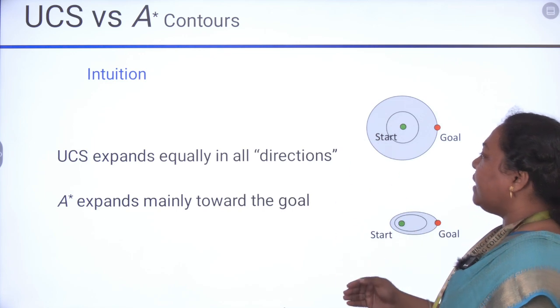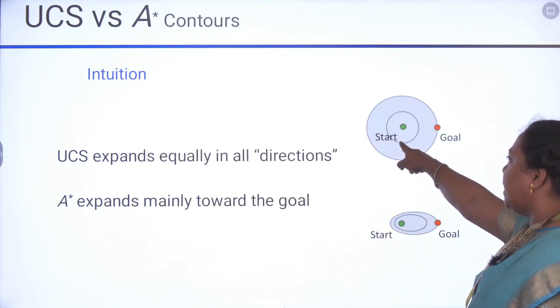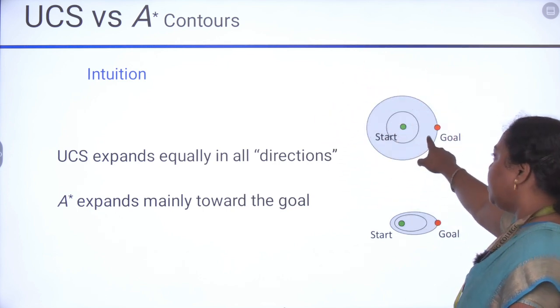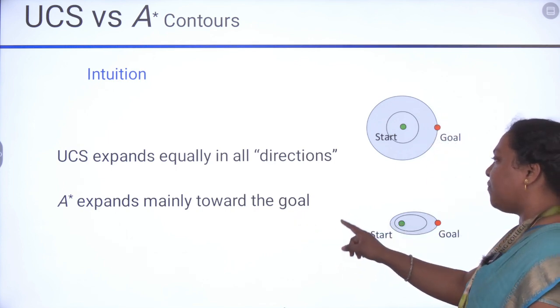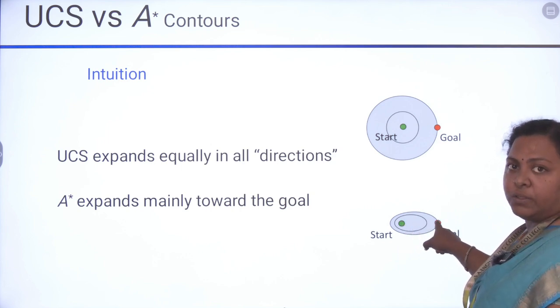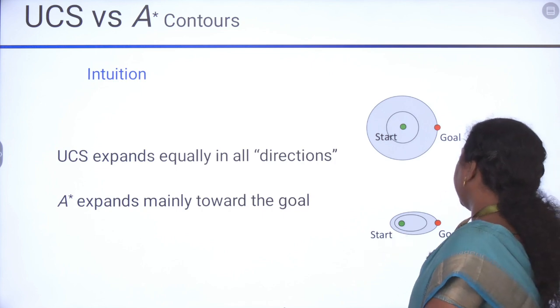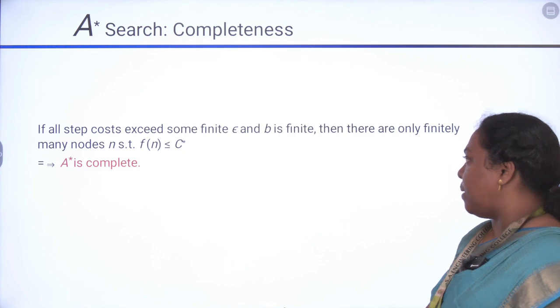So the similarities which we are able to see here, you can see the diagram. In the uninformed search, we are expanding in all directions equally to find the path to reach the goal. But in the case of A star search, we are mainly concentrated only on the goal, not on the other areas, which are least taken into consideration. So for completeness, A star is complete.